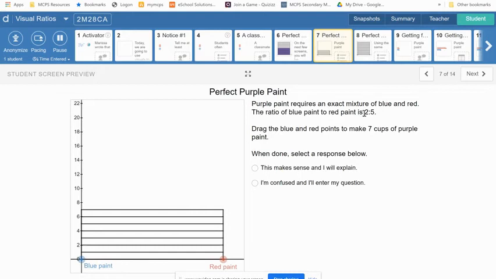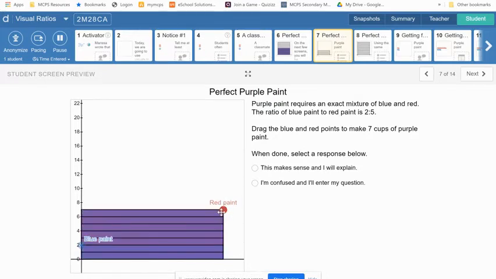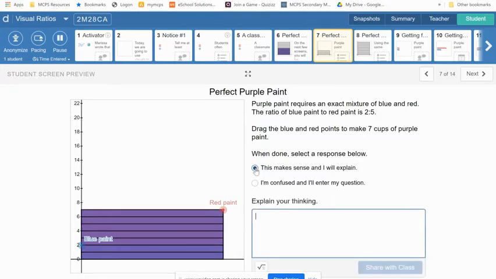So they say 2 first and they say 5 second. They say blue first and they say red second. So it looks like I want to put 2 blue and 5 red. All right, so I'm going to make 2 blue. And then over here on the right side, I'm going to drag the red and create 5 bars of red paint. 1, 2, 3, 4, 5. That makes the perfect purple paint. Okay. Does this make sense?